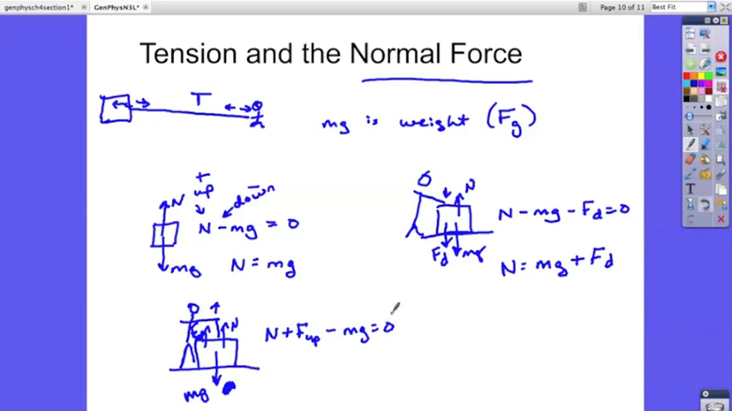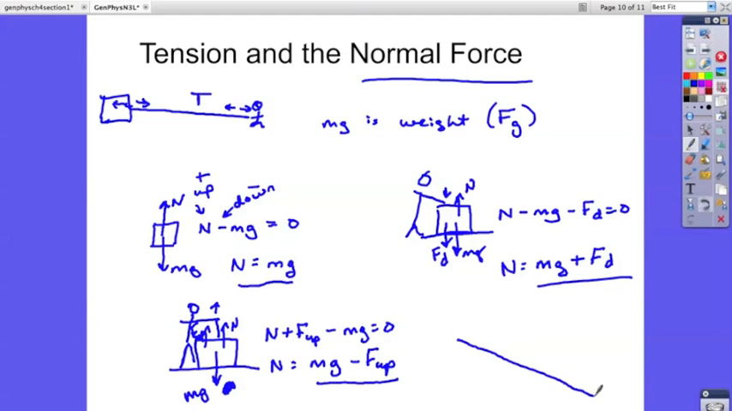The net force is 0. It's not accelerating. Let me get back to what I was doing. So the normal force now is equal to mg minus that upward force. So it's lessened. If you lift up on the box, the floor doesn't have to push as hard to support it. Okay? So the normal force can equal weight. It can be bigger than the weight if there's an additional downward force, and it can be less than the weight if there's an upward force.